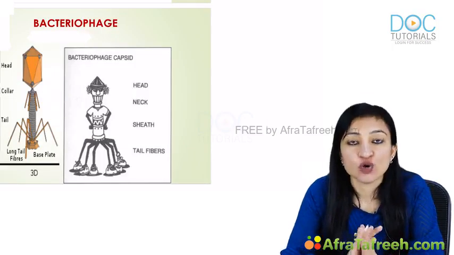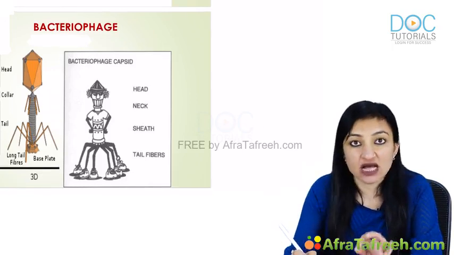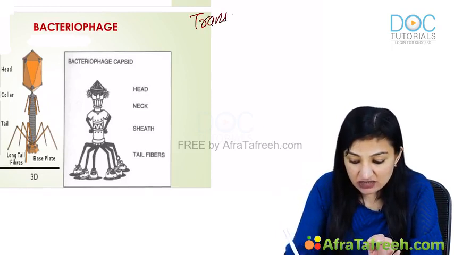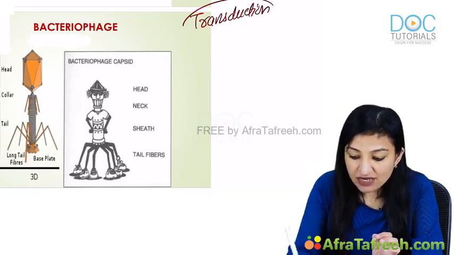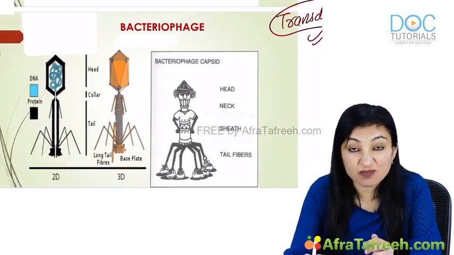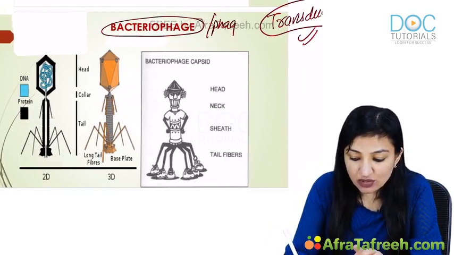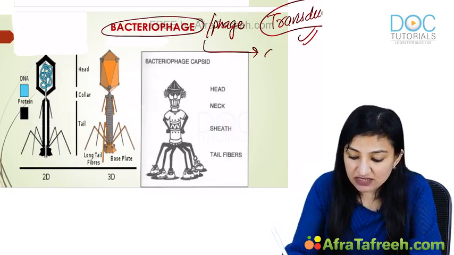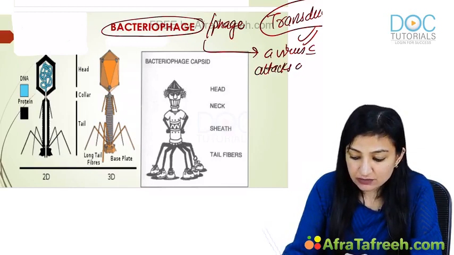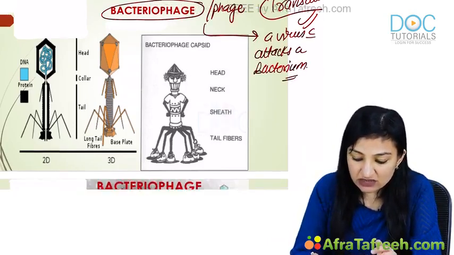Hi guys, so we already have seen transformation and conjugation. Now the third and the last method of horizontal gene exchange in bacteria is transduction. For transduction to occur, we have to familiarize ourselves with a special kind of virus called a bacteriophage, or simply a phage. It is nothing but a virus which attacks a bacterium. This is how it looks.